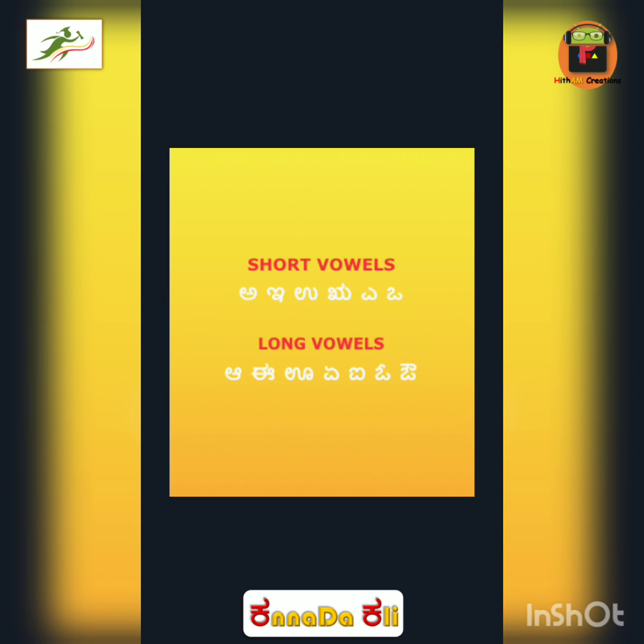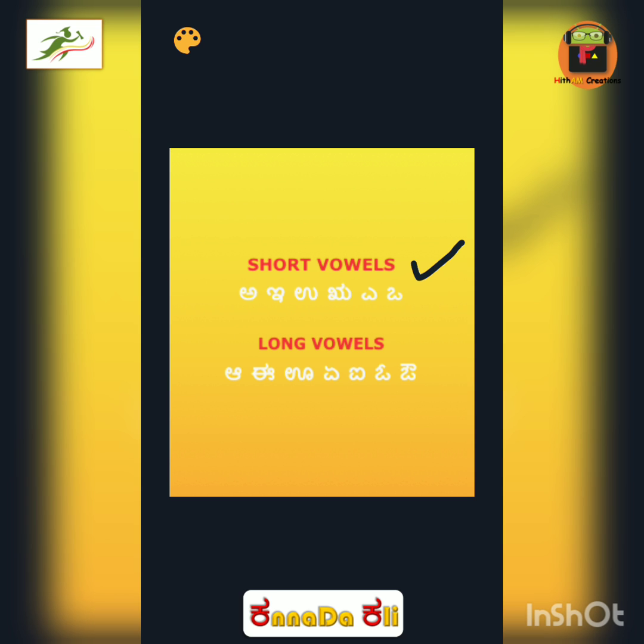Now, coming to vowels categories. Vowels means svaragalu. Based on the way you pronounce, vowels are categorized into 2, short vowels and long vowels. There is one more category which I'll talk in a bit. Short vowels means rasva svaragalu. These are rasva svaragalu. Long vowels means dirgha svaragalu.